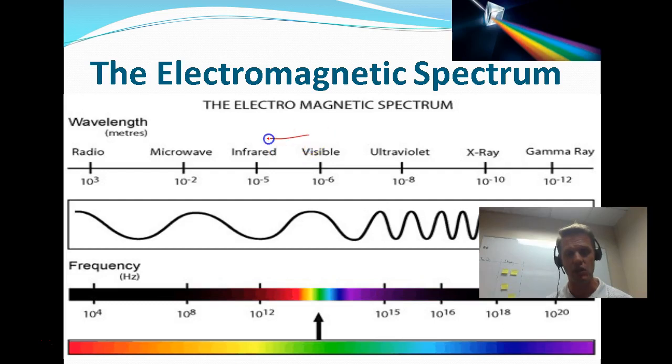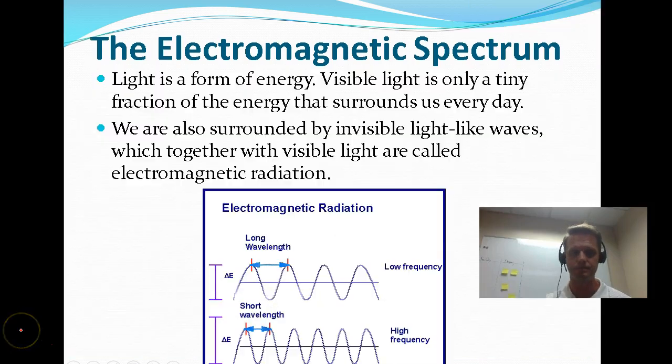And so as it gets longer, in this direction, we actually have other forms of light: infrared, microwave, and radio. And as visible light, the light that we see, gets shorter, we actually have light that we can't see either, like ultraviolet light, X-rays, and even radiation known as gamma radiation.